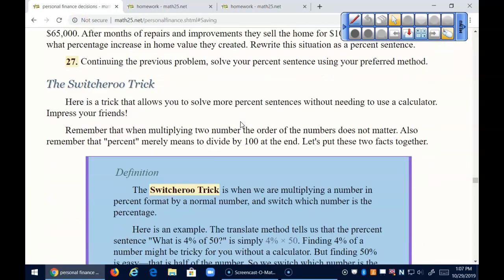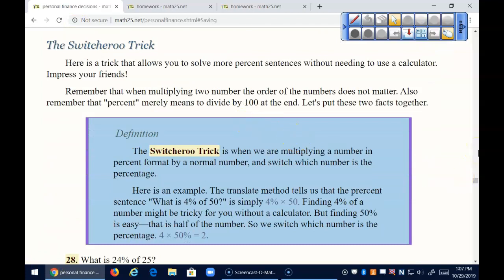Here is a cute trick. When you multiply two numbers, it doesn't matter which order you multiply them in. And if you multiply, you're just scooting the decimal point. It doesn't really matter what you're scooting it on, as long as the scoots happen.